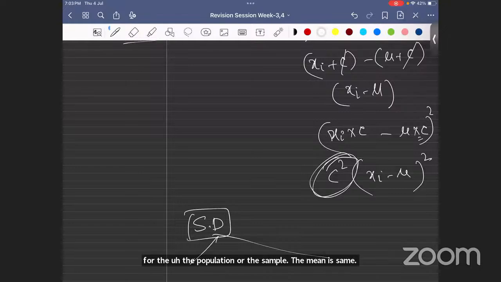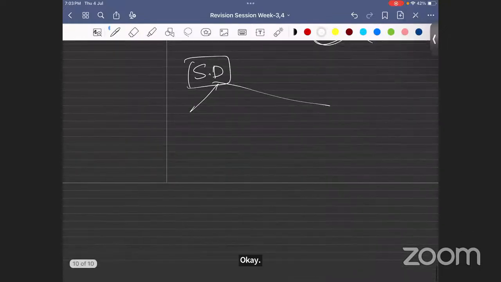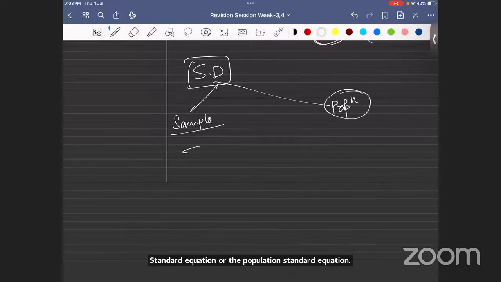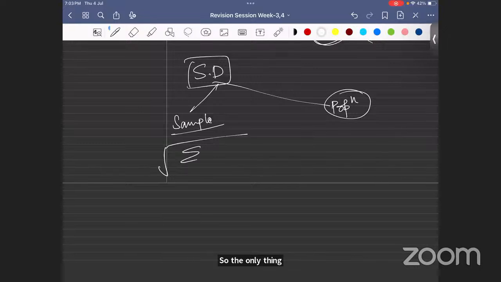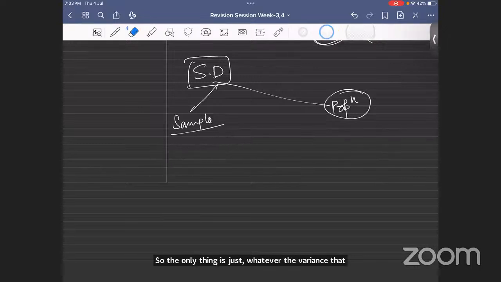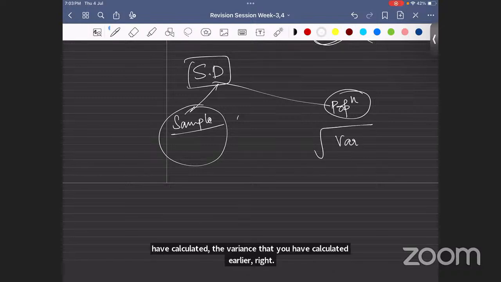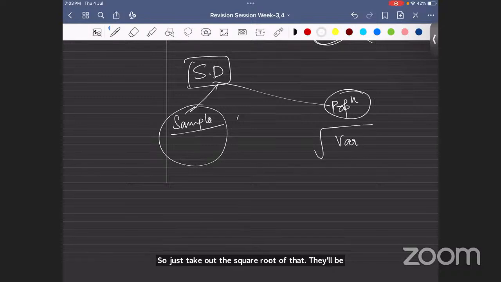Okay. Let's go to the standard deviation. Standard deviation also has two formulas: the sample standard deviation and the population standard deviation. Here also the same thing. The only thing is, whatever variance you have calculated, you just take the square root of that. That basically is your standard deviation for the sample. Similarly, for the population also, you take the square root of the variance that you calculated earlier, and you'll get the population standard deviation.